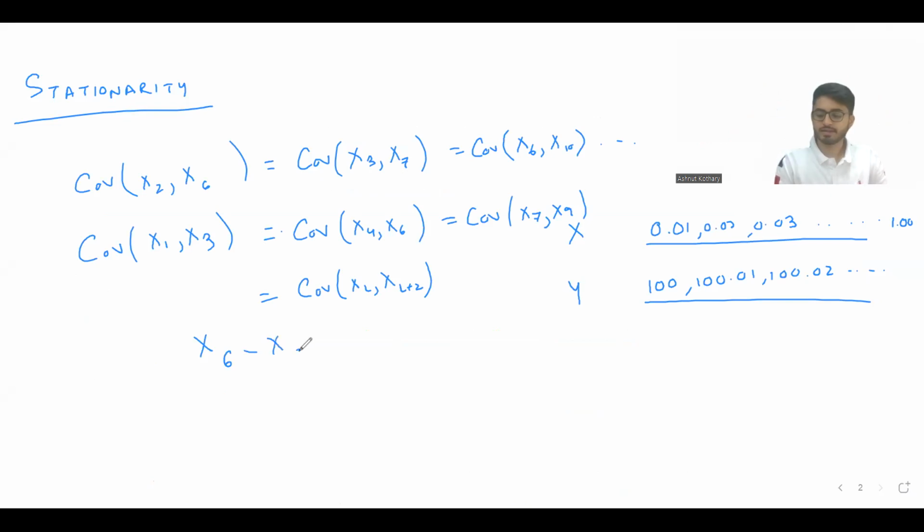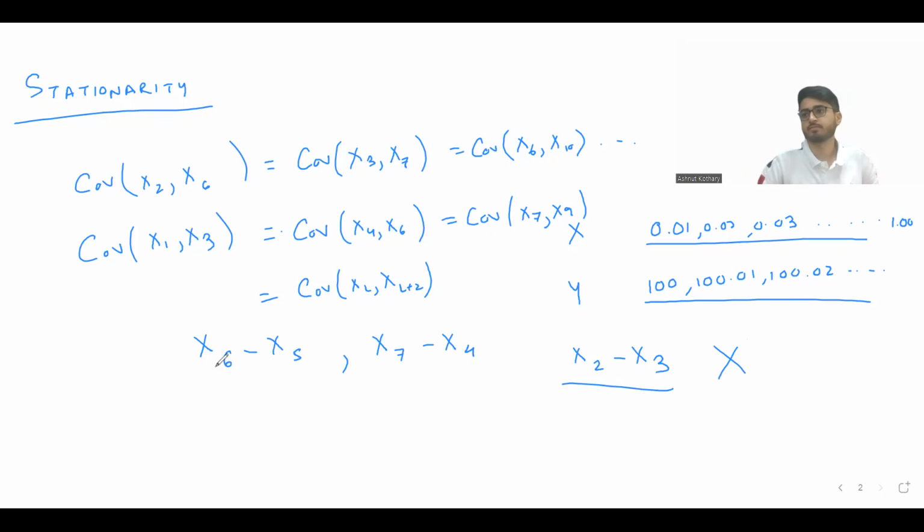Let's say x6 minus x5 or x7 minus x4. But if I write x2 minus x3, this does not qualify as an increment. It should be after time minus the prior time or the previous time. Often at times the process in itself could be very difficult to model. But if we look at the increments of the process, then those might have simpler statistical properties compared to the original process itself. So this was under increments.